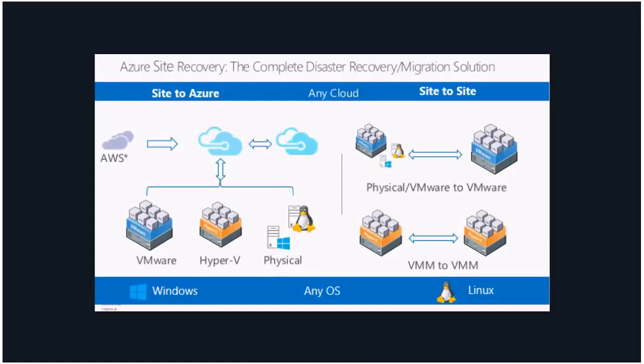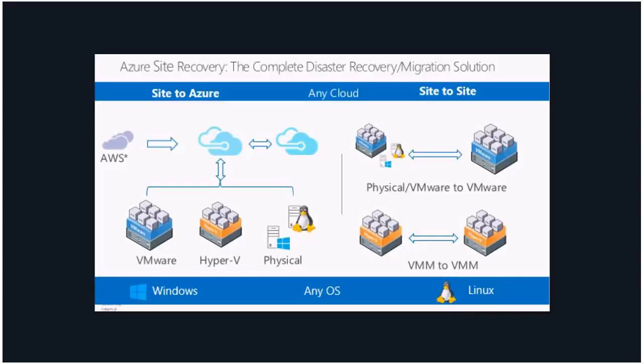So continuing with ASR, it really is a complete disaster recovery solution, because not only does it support multiple types of environments, like we've discussed, it doesn't just support Hyper-V, it doesn't just support Windows, it supports VMware, physical, Linux, it even works with other cloud providers like AWS. So you could protect and migrate your workloads that you may have running today in AWS into Azure.